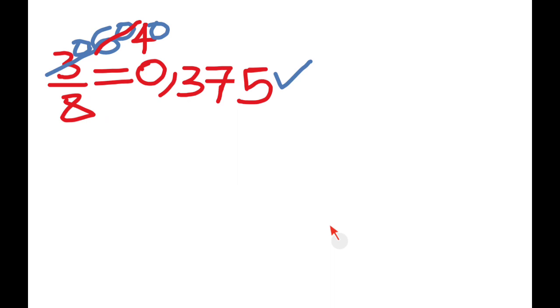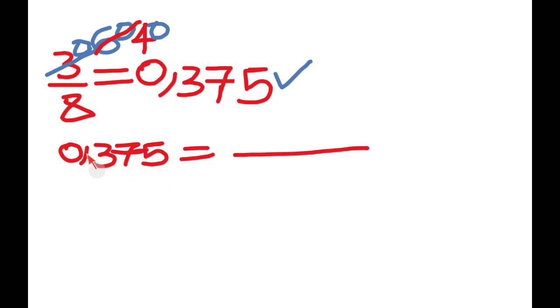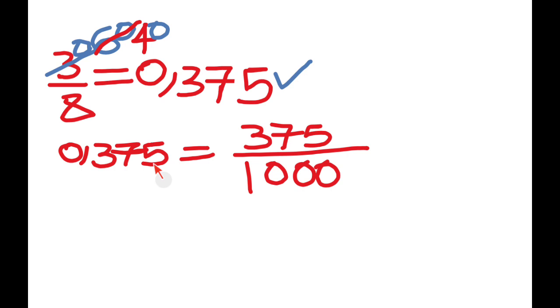0,375 turned into a percentage. 0,375 is equal to, we write the number at the top, which is 375, over 1. And how many digits after a comma do we have? 1, 2, 3. So we write 3 zeros at the bottom. Doesn't look like a percent yet, but don't worry, we can fix that.